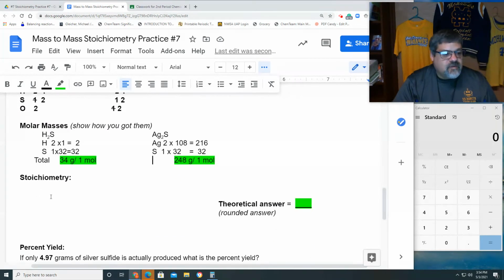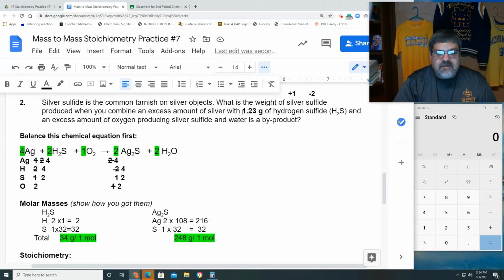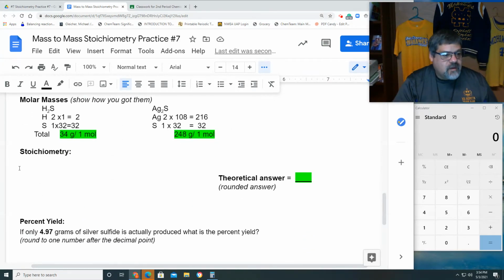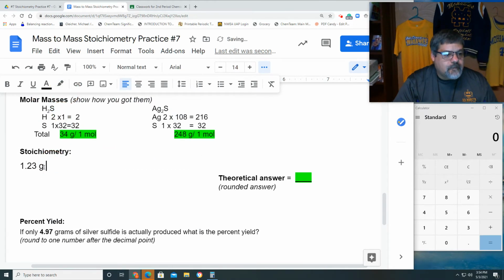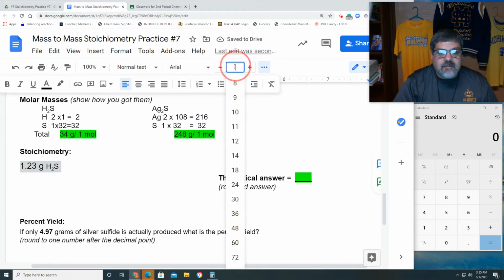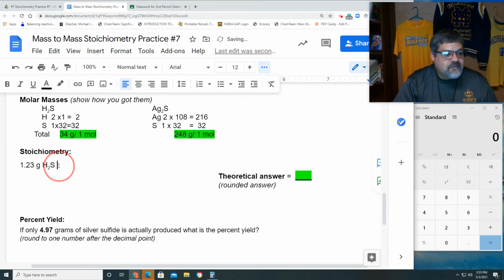So let's go ahead and go down to stoichiometry. The first rule for stoichiometry is we're going to start with the number that's in the problem. So let's go back and look at the problem. The problem says we have 1.23 grams of hydrogen sulfide. So that's what we're going to start with, 1.23 grams of hydrogen sulfide. So I'm just going to go ahead and copy this. Paste that. And again, I like to just go ahead and make sure that it's all the same size. So we're going to make it all 12. Then we're going to multiply it.